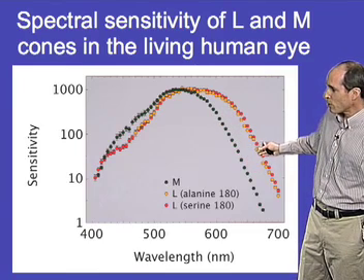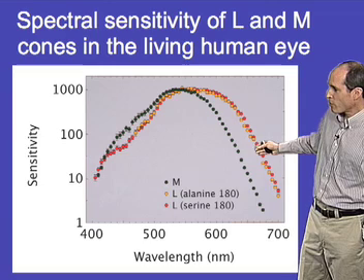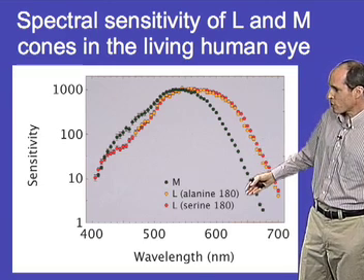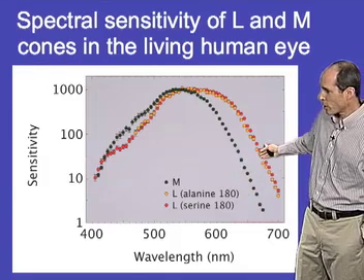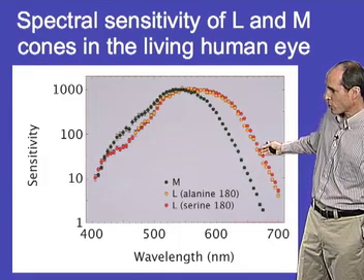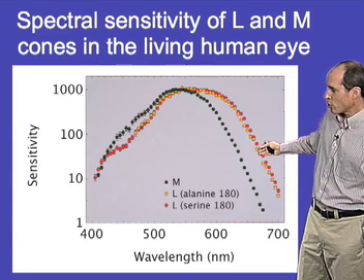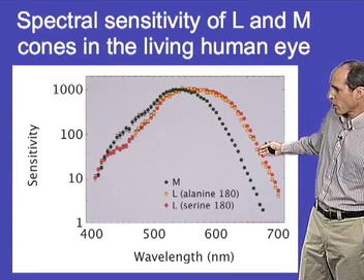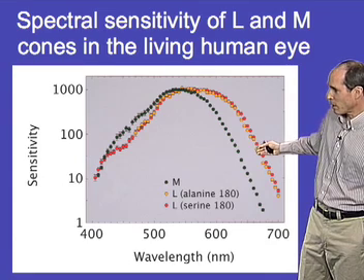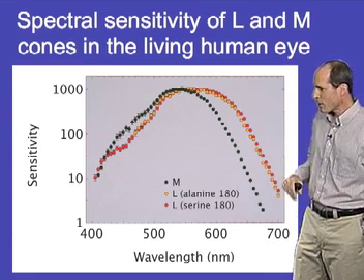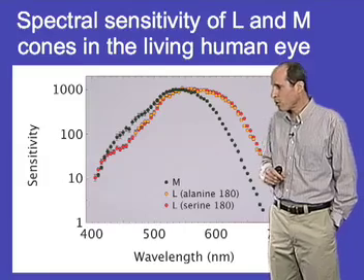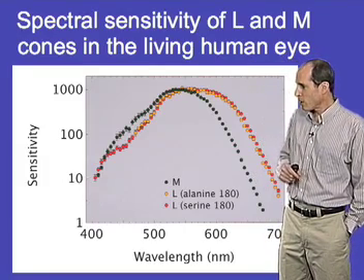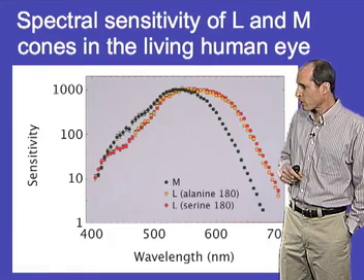And then in yellow and red are the two different variants of the L pigment, one that has alanine at position 180 or serine at position 180. And I think you can appreciate that the serine at position 180, just as it was in the in vitro spectrum, is offset to the right compared to the alanine at 180 version. So here, this is a very satisfying result. In the living human eye, we can see the full spectral sensitivity of the pigments that underlie normal color vision in the human population.